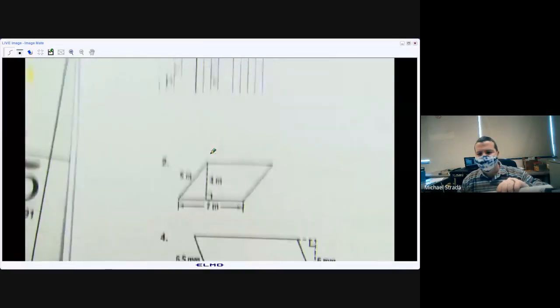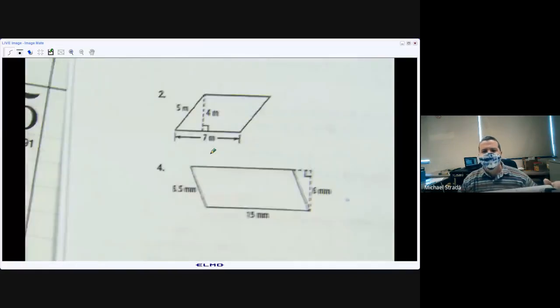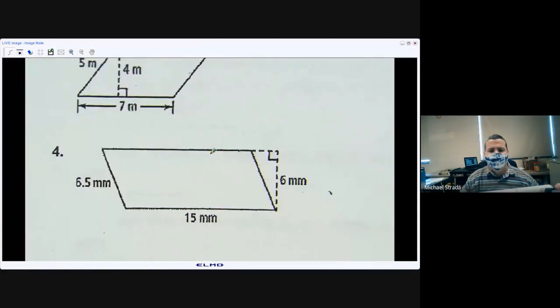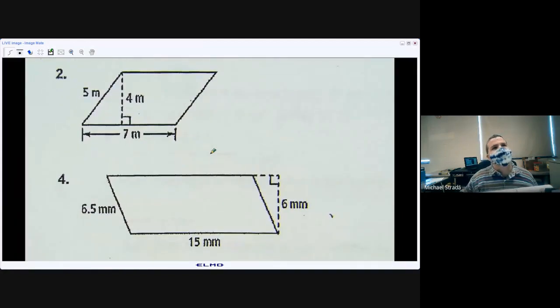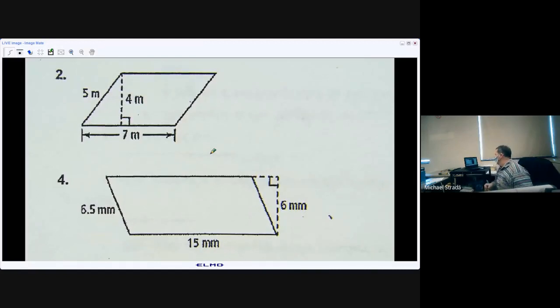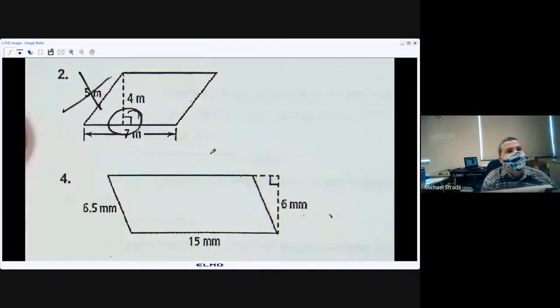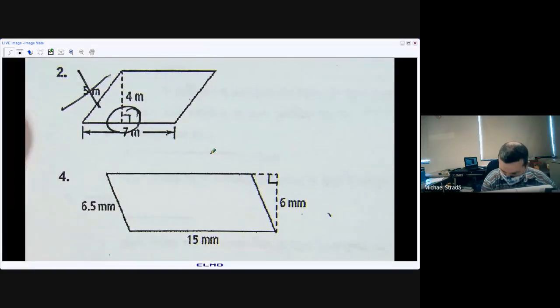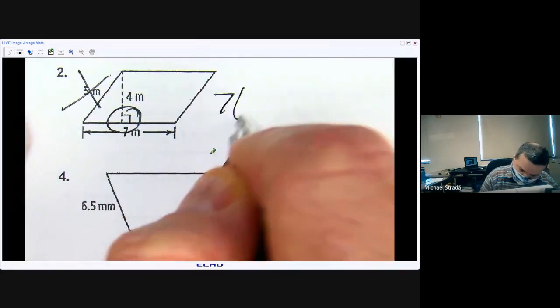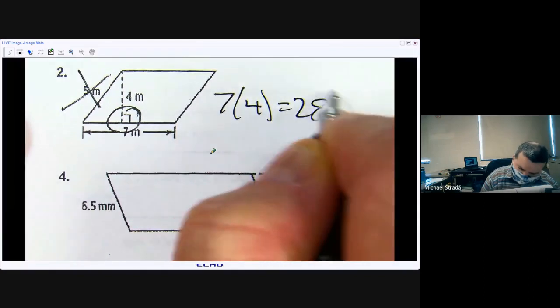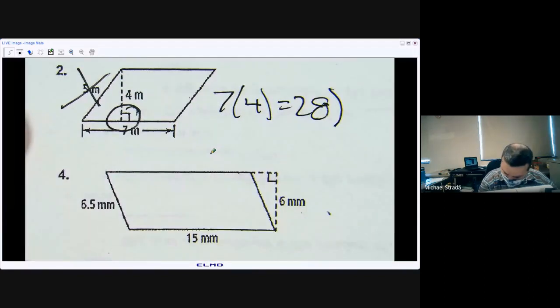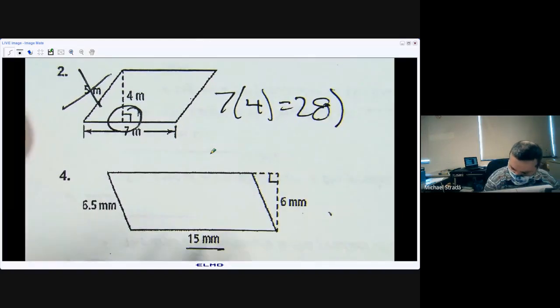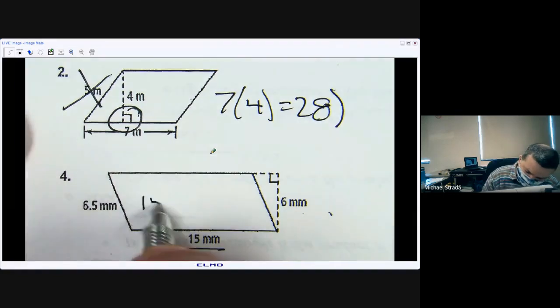All right. What do you think is the number one mistake students would make in number 2? What do you think is the number one thing? Use the 5. Why are we not going to use the 5? Because it doesn't make what kind of angle? Right angle. So instead, what are we going to use? 7 times 4, which would be 28. All right, number 4, there's the 15. What's its height? The 6 or the 6.5? 6. 15 times 6 is 90.